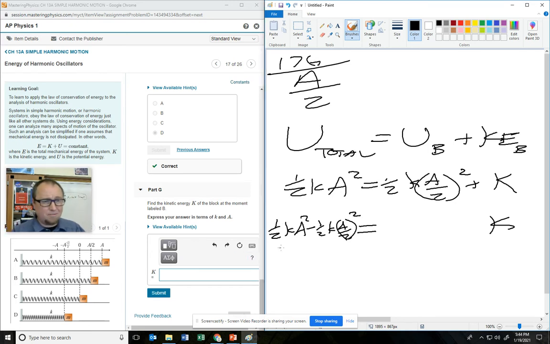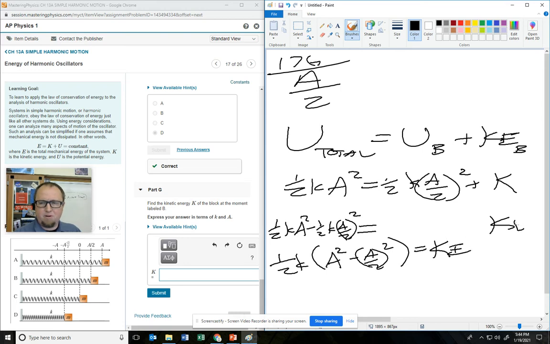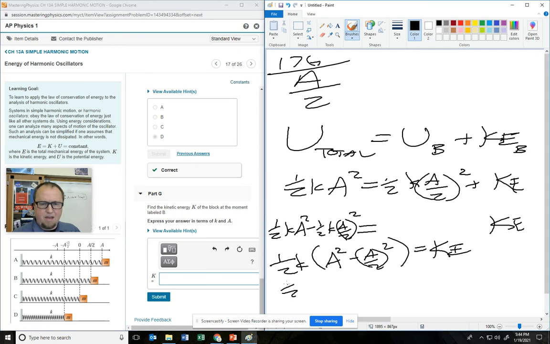It's kind of gross, right? I'm going to factor a 1/2 k out. So I have a squared minus (a/2) squared equals my kinetic energy. I'm going to put a KE here so I don't confuse it for spring constant. So I've got 1/2 k out here. Okay, a squared. I got to simplify (a/2) squared. So I get a squared over 4. Well, how am I going to put those together? I've got to have common denominators. To have common denominators, I'm going to put this over a 4.